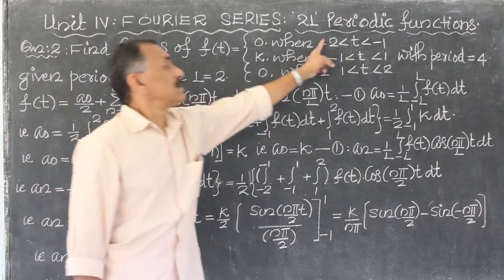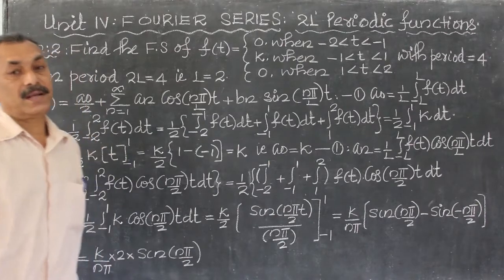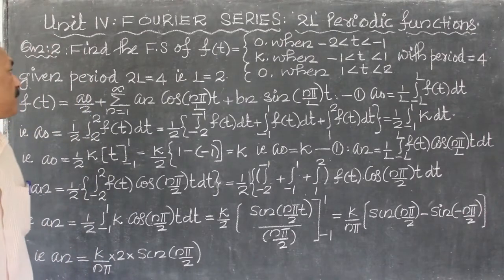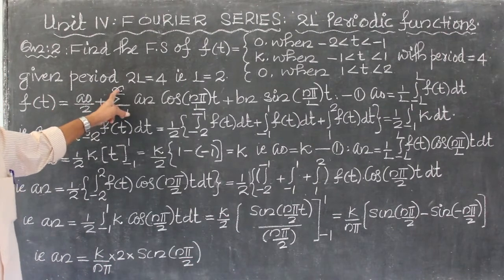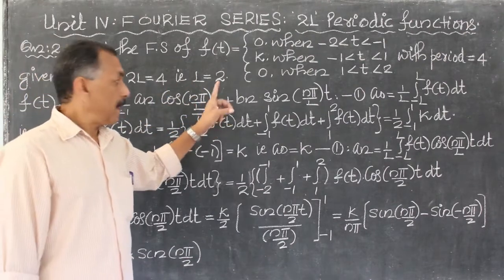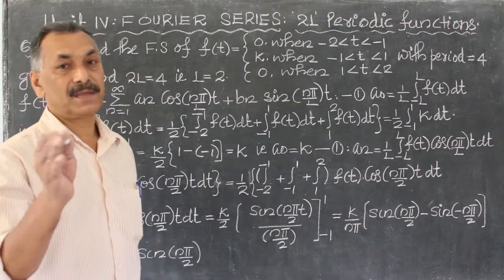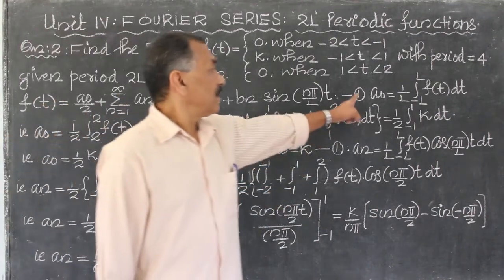Like minus L to L, L is equal to 2. What is the Fourier series of f? The Fourier series is given by a0 by 2 plus sigma n equal to 1 to infinity, an cos n pi by l t plus bn sin n pi by l t, not x, because here the variable is t. That is result 1.